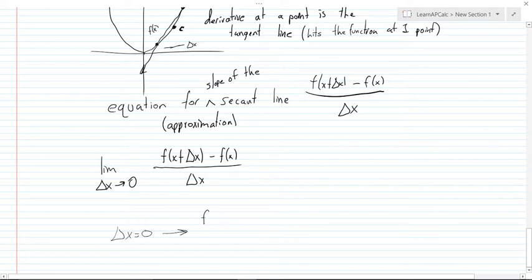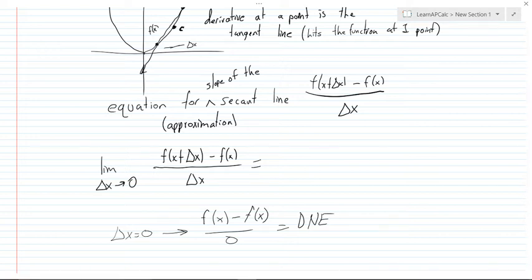So if delta x actually equaled 0, I'd have this, which is just 0 over 0, which might sort of confuse you guys, but here we're not taking a limit. 0 over 0 does not exist. But if we get infinitely close but don't touch it, we can do operations like this, which is the derivative.